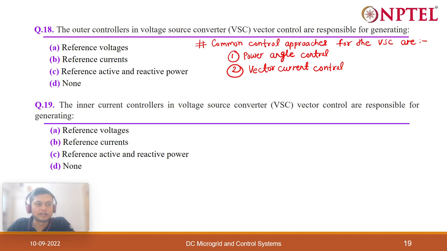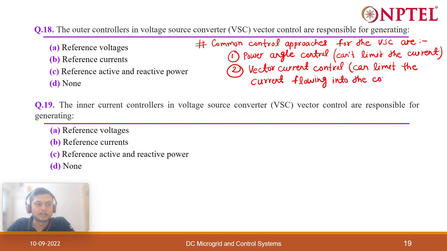But for this vector current control, you need to convert the ABC reference frame to the synchronous rotating DQ reference frame. So this is inner current control. In power angle control, you cannot limit the current, while in this vector current control, you can limit the current flowing into the converter during disturbances.